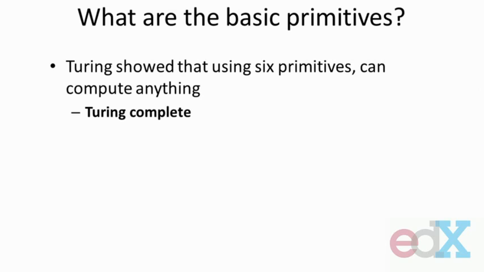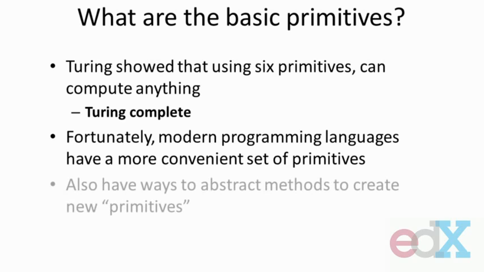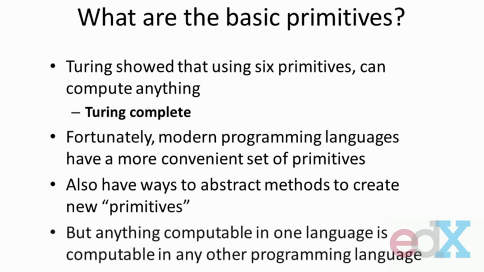And it is. So fortunately, modern programming languages have a more convenient set of primitives. And in the next lecture sequence, we're going to start talking about what those are in Python, the language we're going to use. Not only do we have a more convenient set of primitives, but a key thing a programming language will have is some way of being able to abstract methods. That is, take a description, that sequence of code that we've written, and use it to create a new primitive, thereby adding to the set of primitives that the system can use. But nonetheless, as we've seen, just starting from 6 primitives, we can build up an entire array of computation, and anything computable in one language is going to be computable in any other programming language. And that's amazing.